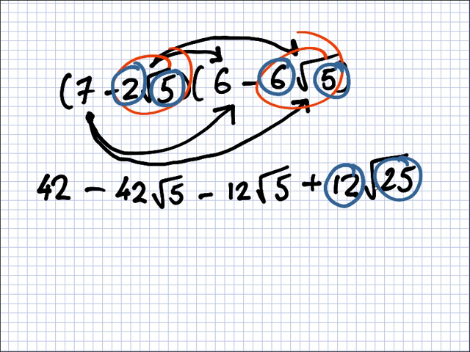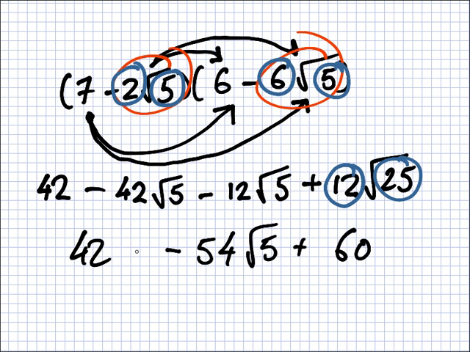Okay? But actually root 25 is a number that's easy. What's the root of 25? 5. So 5 times 12 is 60. And that's 42 minus 42 root 5 minus 12 root 5 is minus 54 root 5, because you have 42 and 12 of them here. And lastly, 42 and 60, 102 minus 54 root 5.